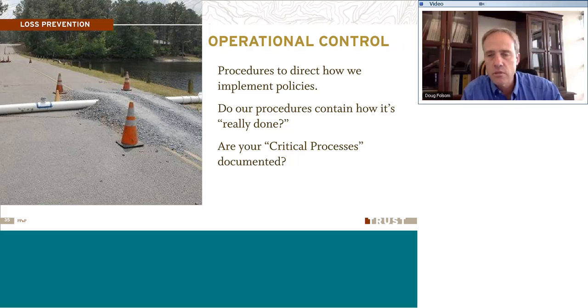Operational controls are going to be a big part of your management program as well, making sure that procedures are being followed. We identify those procedures, but how do we actually make sure that those procedures are happening? Again, there needs to be controls in place and responsibilities given that we can verify and document. So do procedures contain how it's really done?